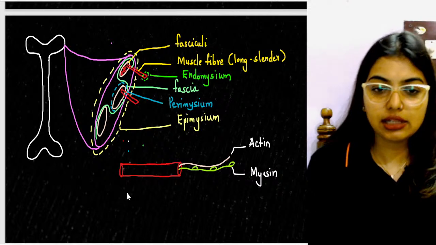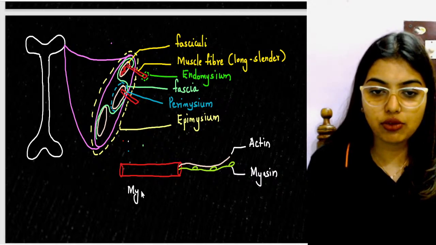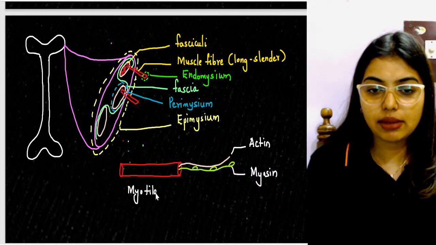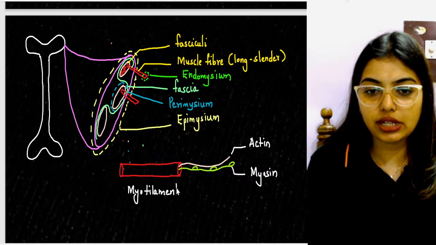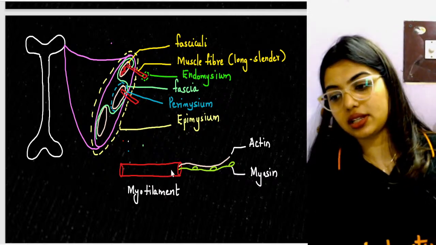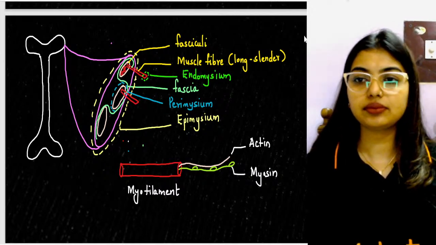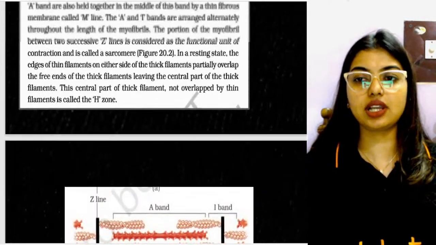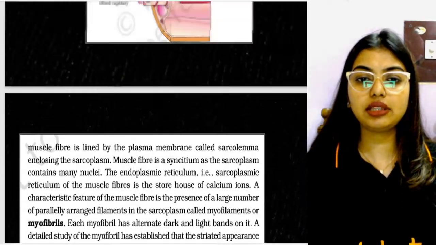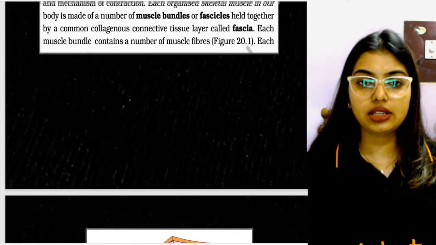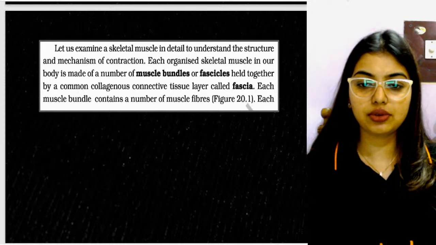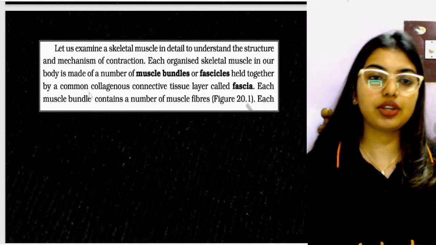So inside the muscle fiber, there are myofilaments, and inside the myofilaments there are two proteins called actin and myosin. Two proteins called actin and myosin. Now we will go back and read NCERT, so that NCERT will be thoroughly clear for you. So look here.